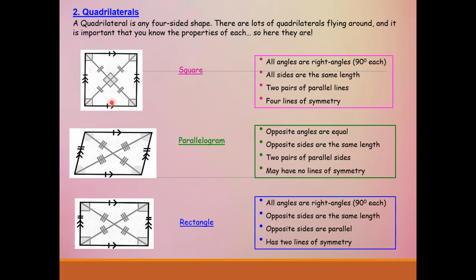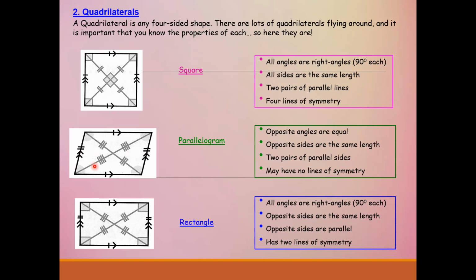Now the parallelogram: opposite angles are equal. So this one here will be equal to that, and this one will be equal to this. And then opposite sides are the same length. So this and this will be the same length, and this one and its opposite side will be the same length. And then we have 2 pairs of parallel sides. Now, it may have no lines of symmetry.